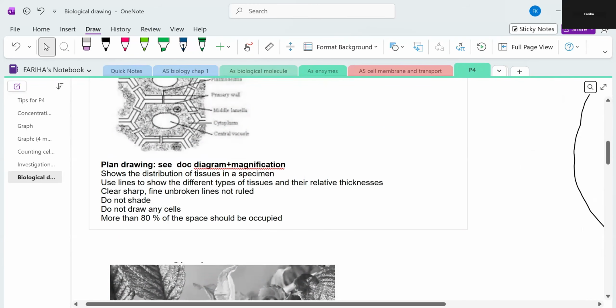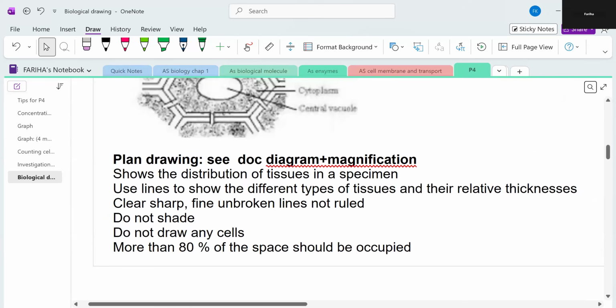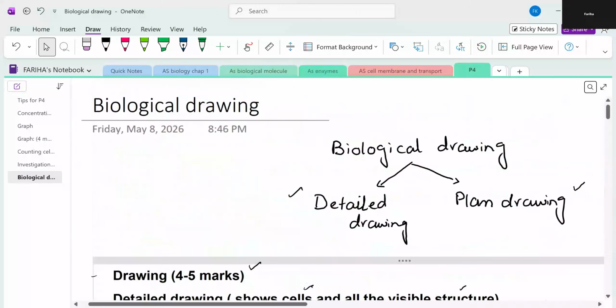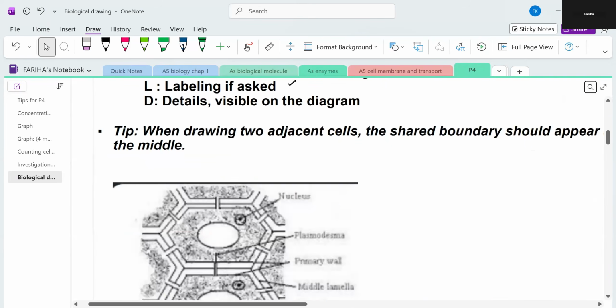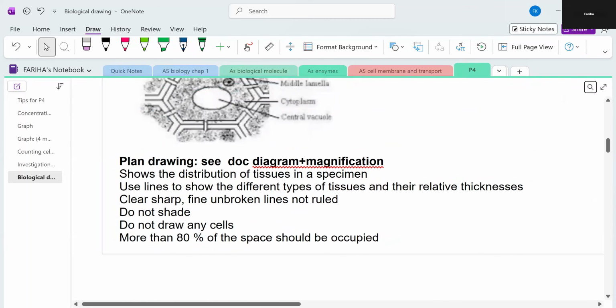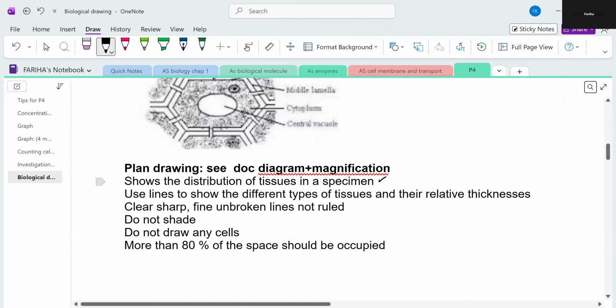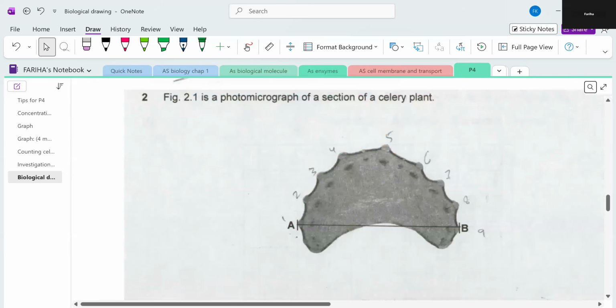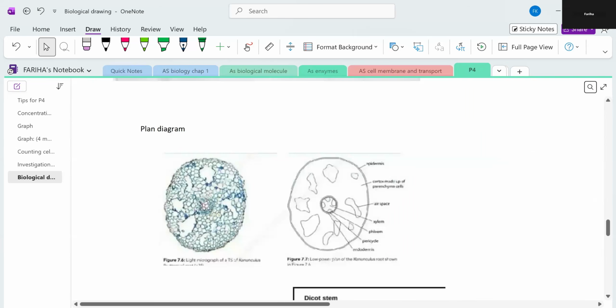Now, plan drawing. What is the meaning of plan drawing? As there are two different types of drawing: detailed drawing and plan drawing. Plan drawing means you need to show the distribution of tissues in a specimen. No need to draw individual cells. Okay. Now, what does it mean? So let's look at the plan drawing first, then we will see the detailed drawing.